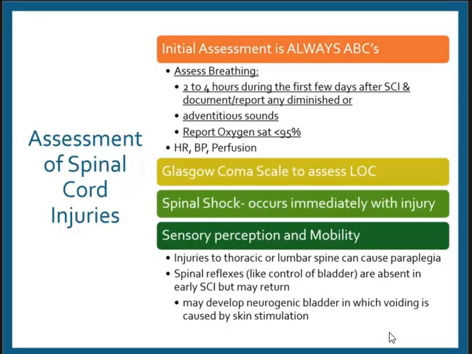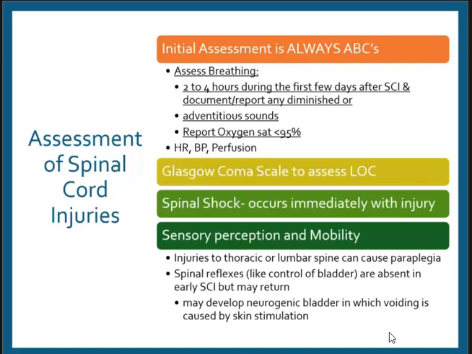Assessment of your spinal cord injuries. Initial assessment is always your ABCs. So assess your breathing every 2 to 4 hours during the first few days after a spinal cord injury and report any diminished or adventitious sounds. Report oxygen saturations less than 95%. And of course, you're going to be monitoring your heart rate, blood pressure, and perfusion.